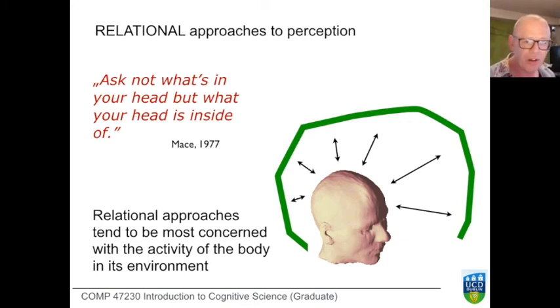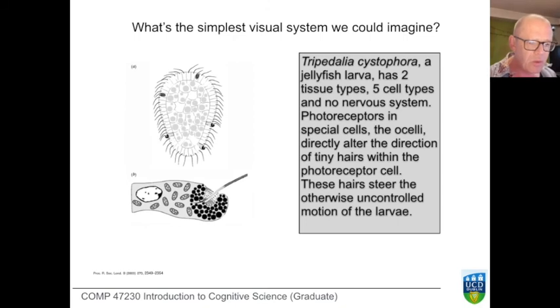We'll meet this later in the work of James J. Gibson, but for now we're just going to prime our intuitions by looking at what I think is the simplest visual system that one can imagine or that we know of. And the visual system we want to talk about belongs to this little guy. Tripedalia cystophora will grow up to be a box jellyfish. Kind of a problematic animal, delivers a nasty sting, sometimes found in Irish waters.